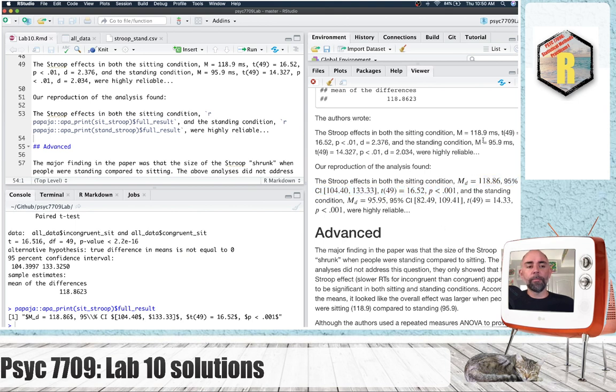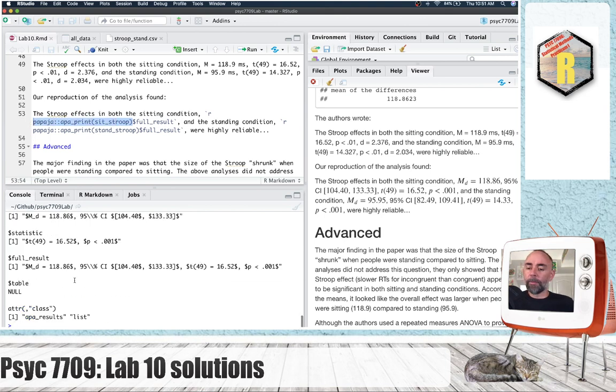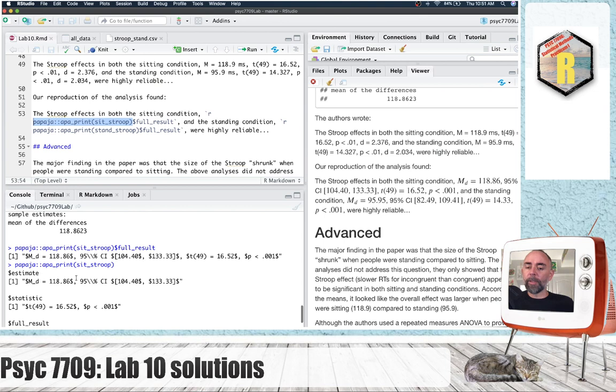Now here, the results are slightly different from what the authors presented. The authors calculated a Cohen's d, and in this case, what's automated is a mean difference, 95% confidence interval, and the t-value. Some of this stuff can be modified. If you take a look at the apa_print function, there's a few different options in here for things that you might want to report.